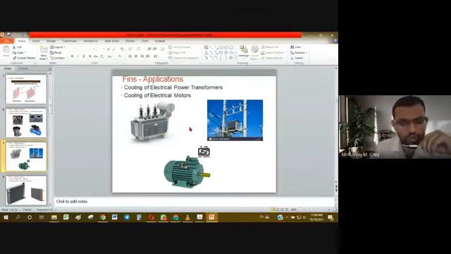All these have to be cooled down so that their temperature can be maintained under some allowable maximum and safe limit, and thereby we can ensure their proper working. The normal working and normal performance of power transformers or electrical motors. So cooling is necessary to have more amount of cooling, more amount of heat transfer removal.